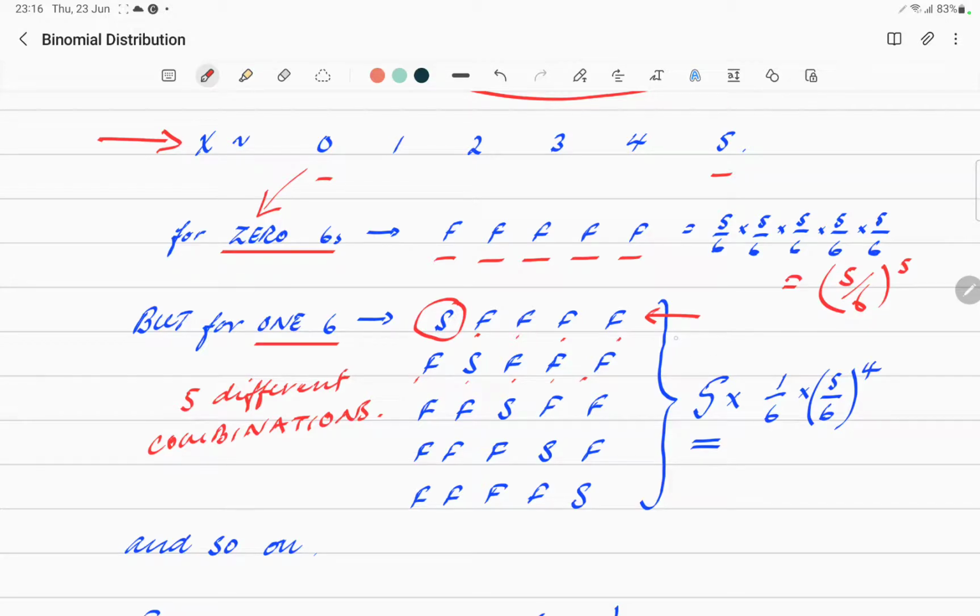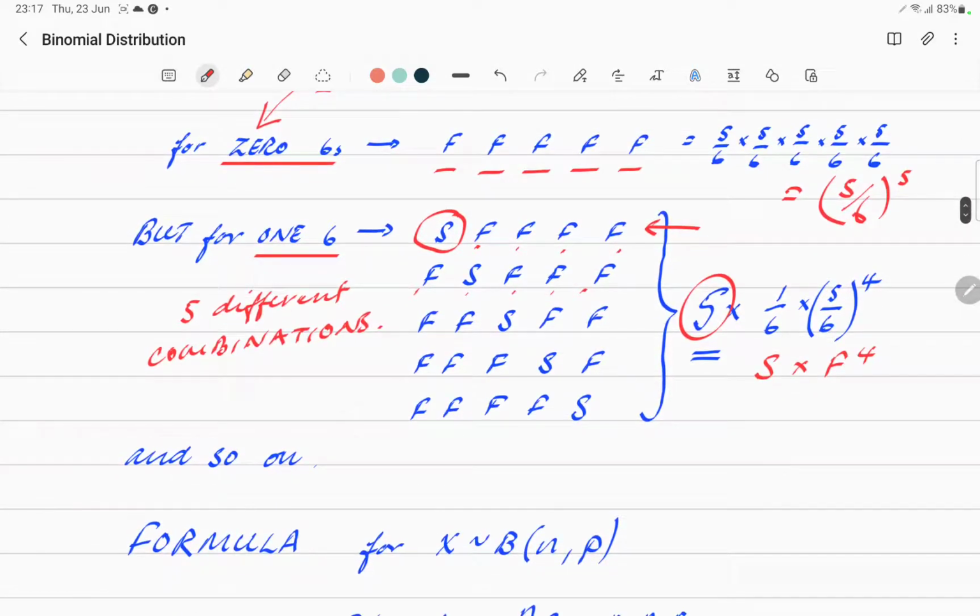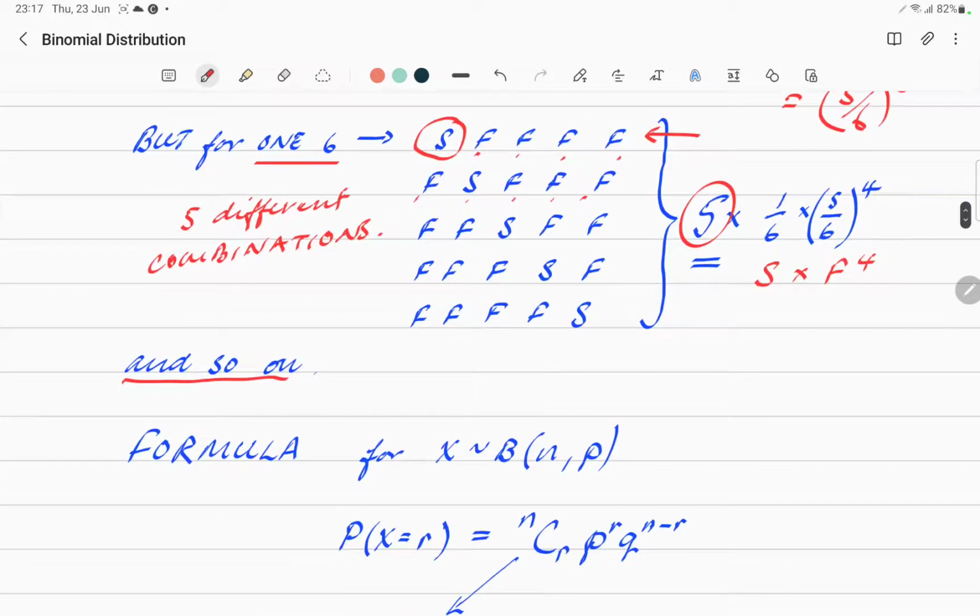So when you have different combinations, different ways of arranging the same result, you've got to multiply the probability by the number of combinations. So here we have 5, and then the probability of 1 success and then 4 failures. So 5 times 1/6 times (5/6) to the power 4. Hopefully that makes sense. And so on, you could do that for all of them. And honestly, don't bother. There's a much simpler way of doing it.